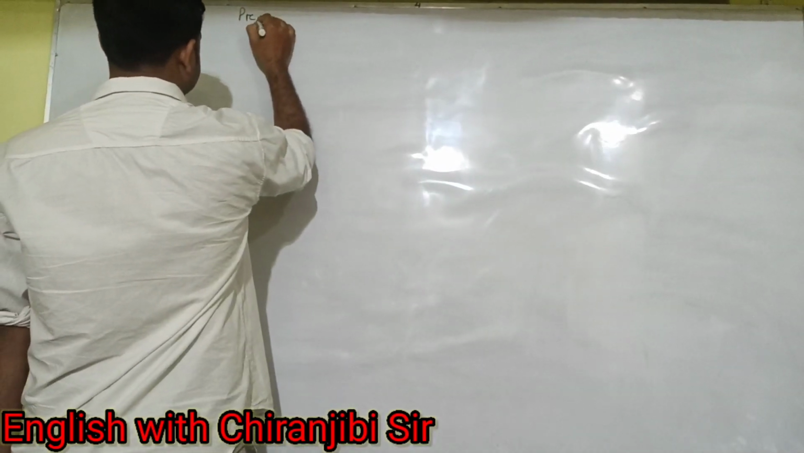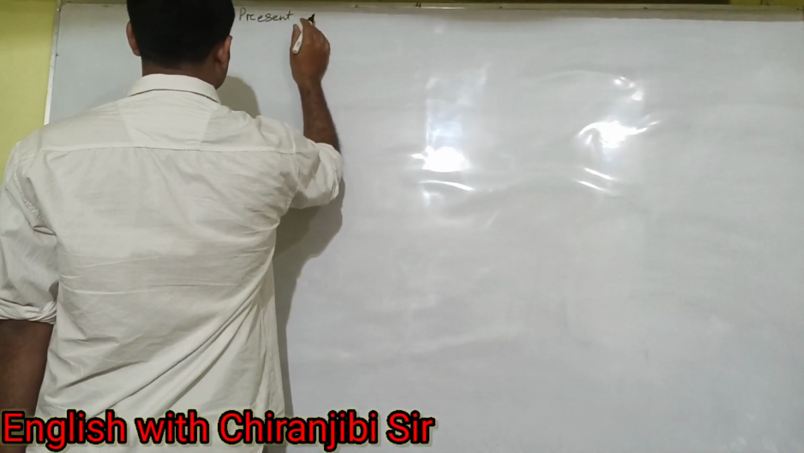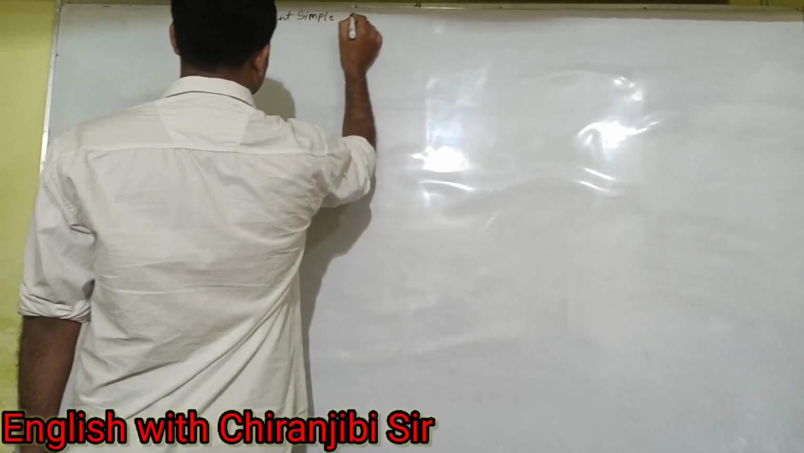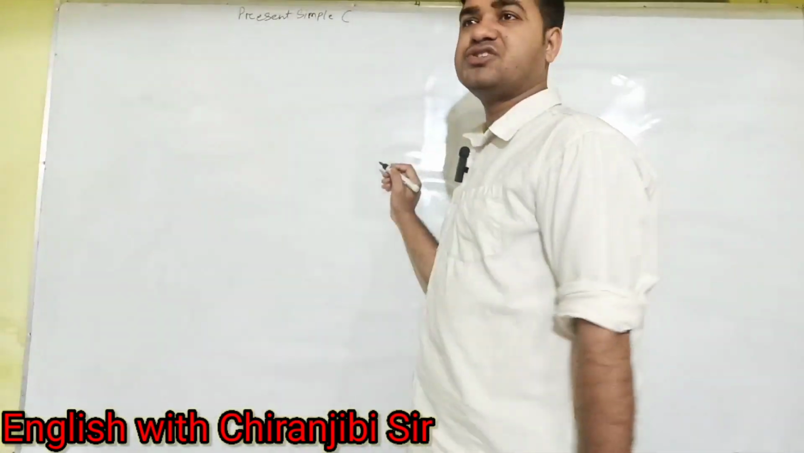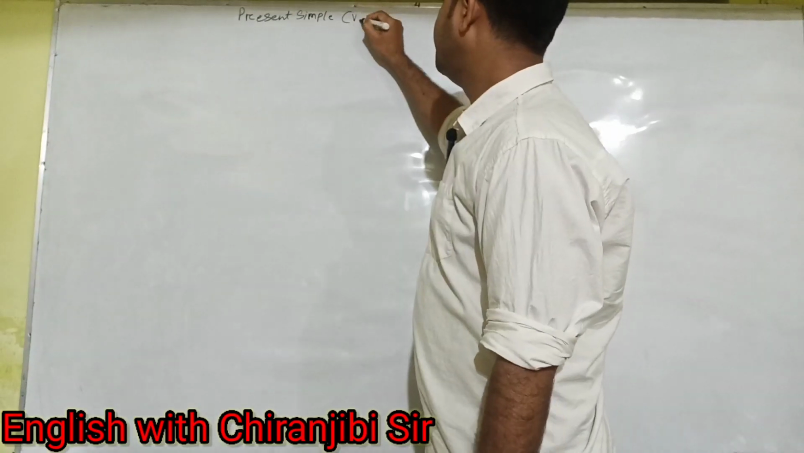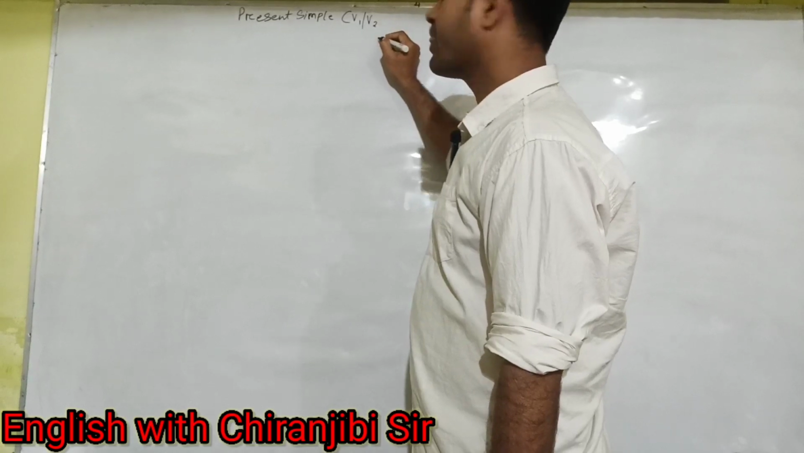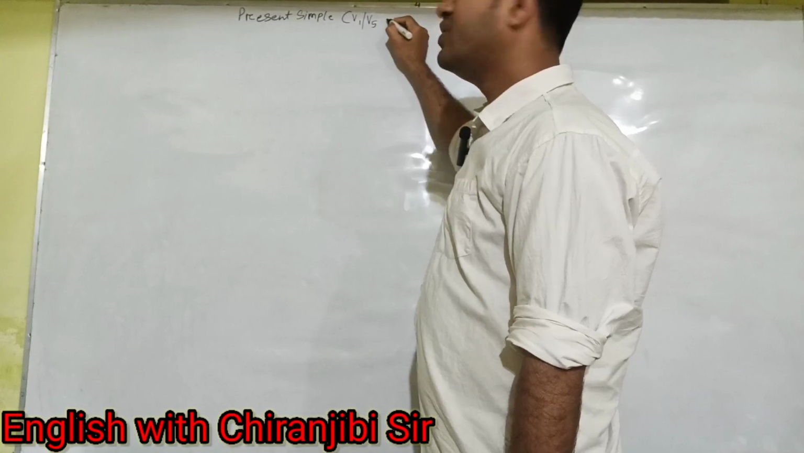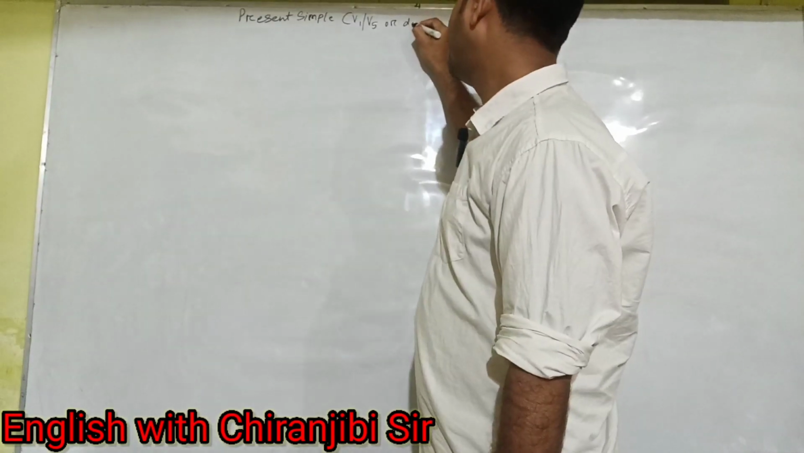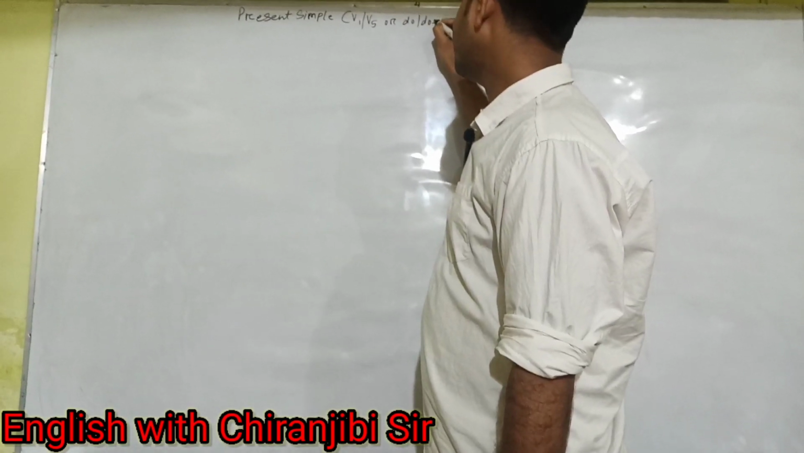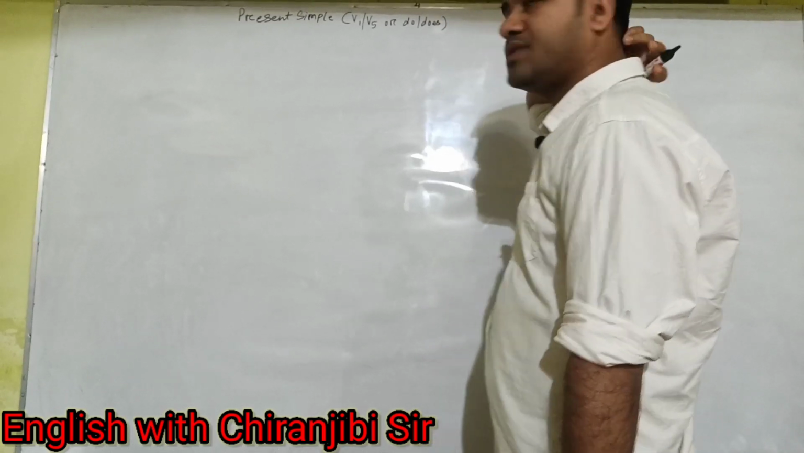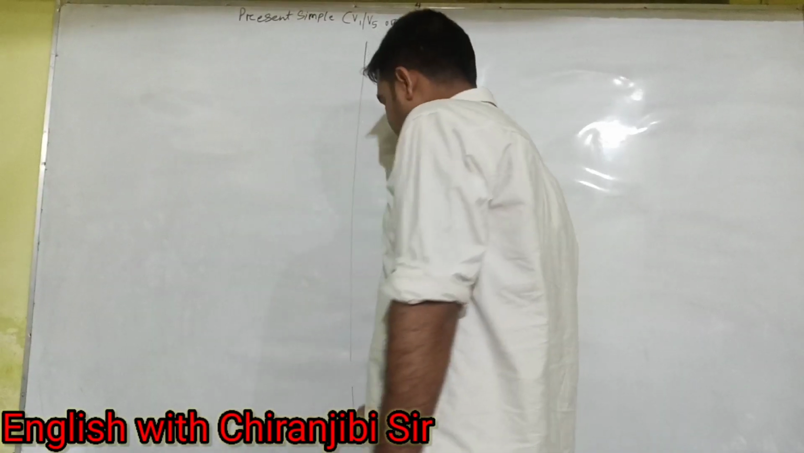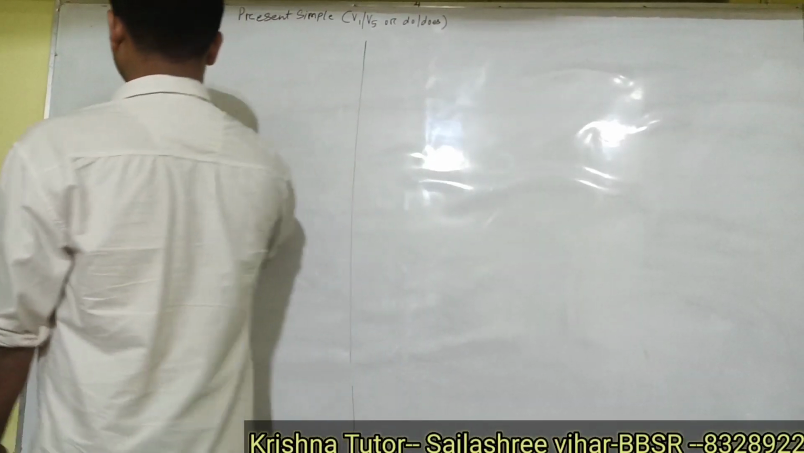First, write present simple tense. If we talk about the grammatical structure of present simple tense, we have to use V1 form or V5 form as the main verb, and sometimes we need to use the helping verbs do or does. These are the two helping verbs we need to use for present simple tense. So start writing in your translation copy.